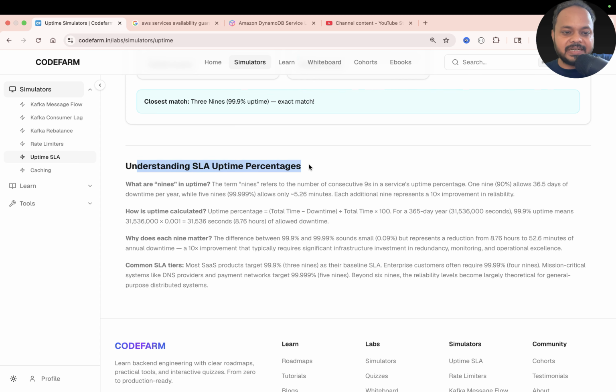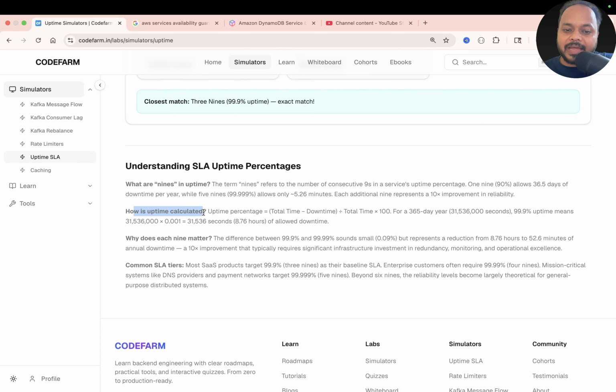Understanding SLA uptime percentage: the term nines refers to the number of consecutive nines in the service's uptime percentage. 1 nine, that is 90%, allows 36.5 days of downtime per year. That means out of 365 days, 36.5 days of downtime is possible. And if we have 5 nines, that is 99.999%, it allows only 5.26 minutes of downtime in a year, which is a very good availability guarantee. Each additional nine represents a 10x improvement in reliability.